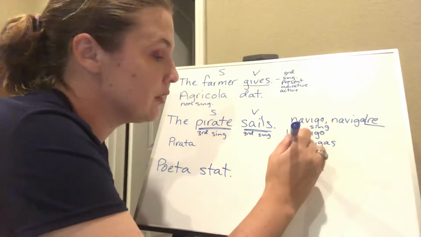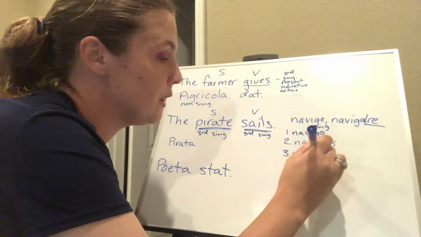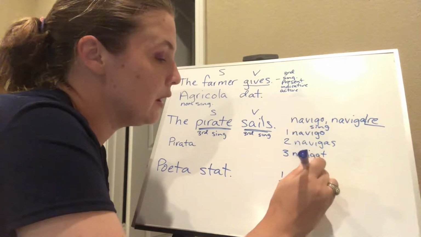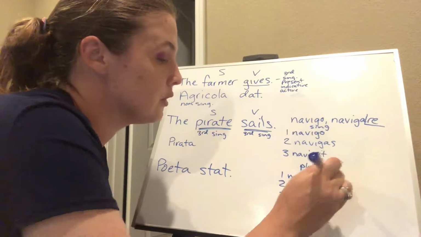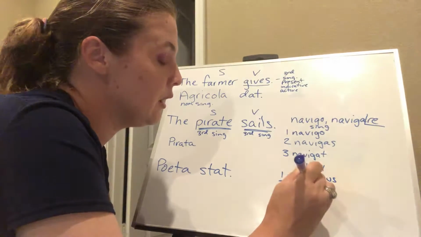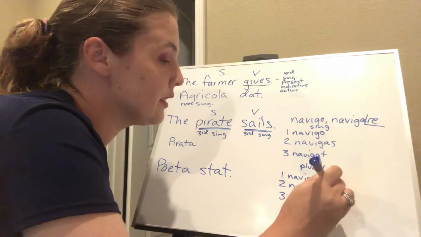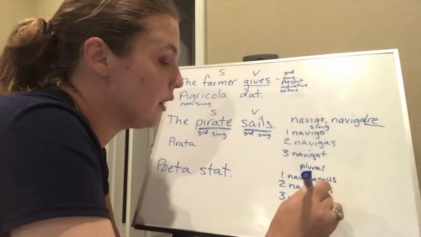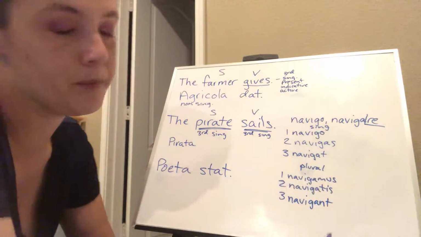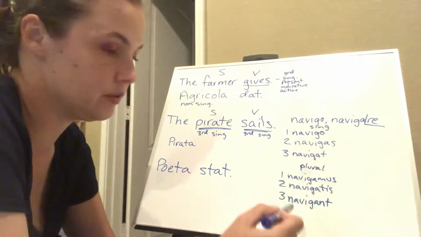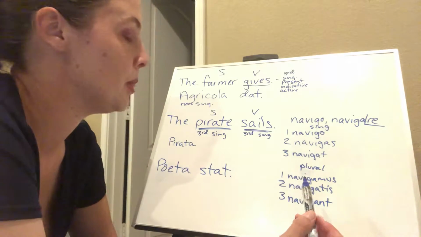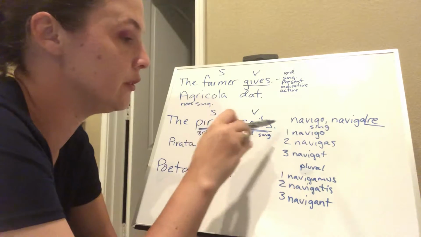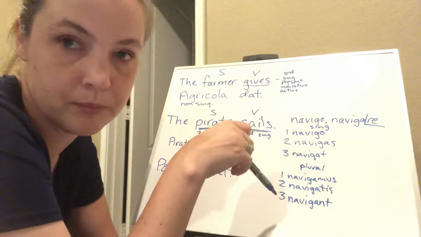So now we have nawigas. In the plural, we have nawigamus, nawigatis, nawigant. That's your conjugation. So we know that this is third person singular and this is third person singular. So where's our third person singular form?